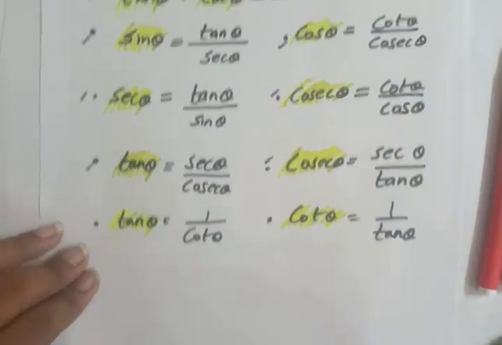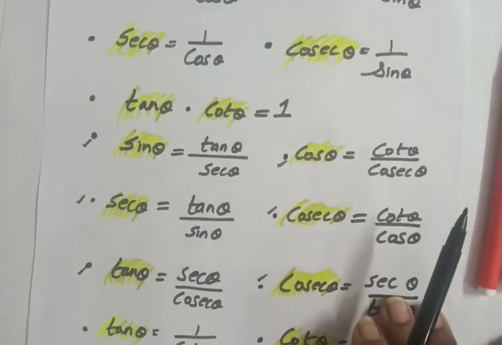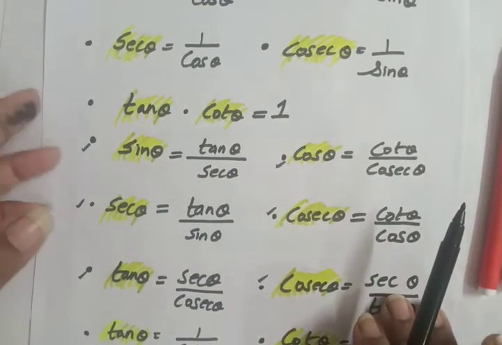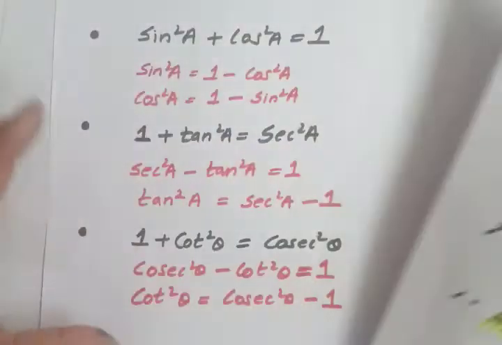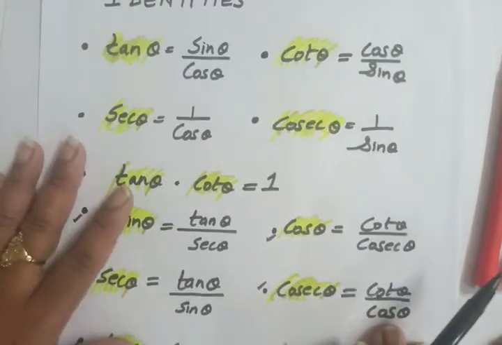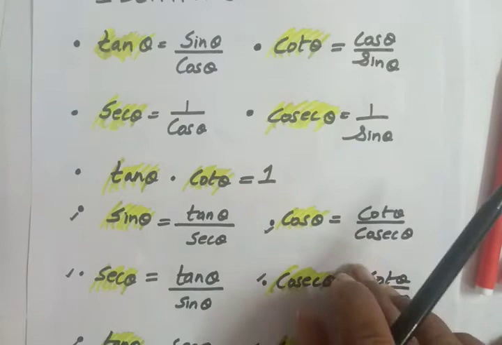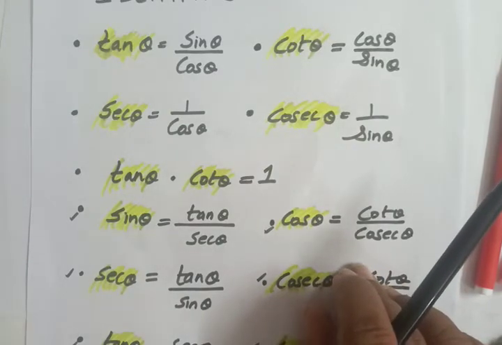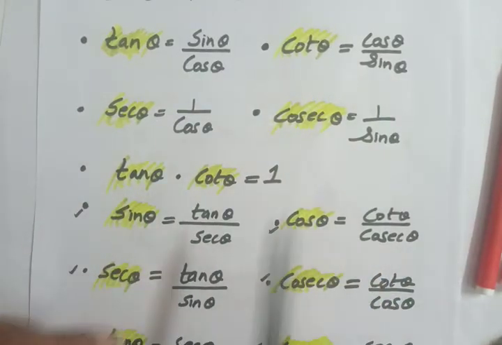These 6, the sec one and the cosec one, and tan theta is equal to 1 upon cot theta, these are the most important identities, including these 3 important identities. Without these identities, you are unable to solve the proving questions. Yes, even if you have just got a question.